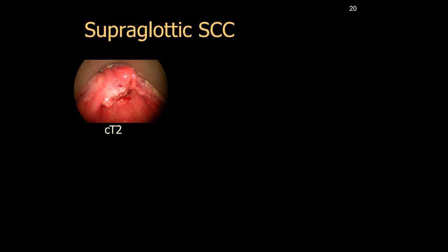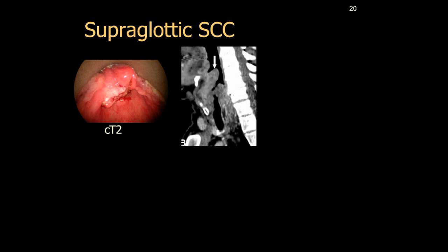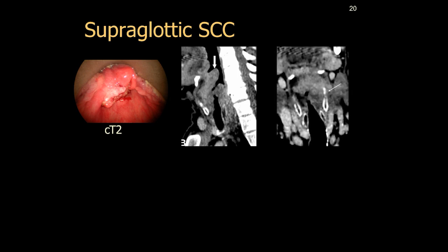Let's look at some cases here. This is a patient who had a clinically T2 lesion of the epiglottis. The patient was referred for staging imaging, and on the CT you can see it's involving both free and fixed part of the epiglottis and bulging into the preepiglottic space. On this coronal image, you can see that the tumor is extending laterally into the left paraglottic space with erosion of the thyroid cartilage and further lateral extension.